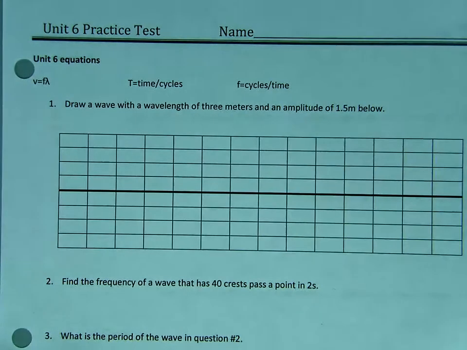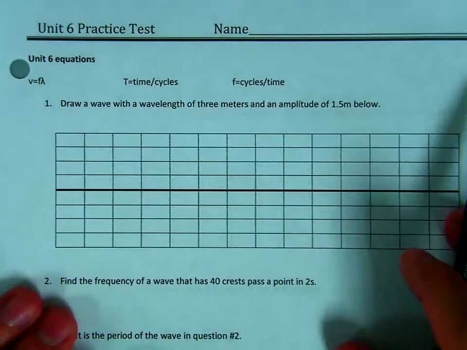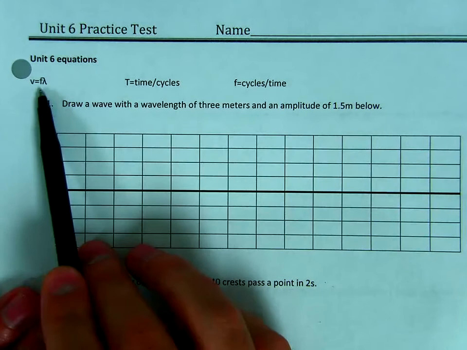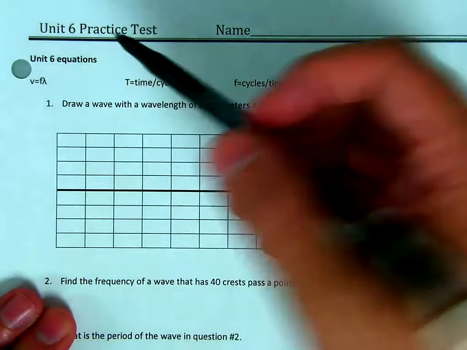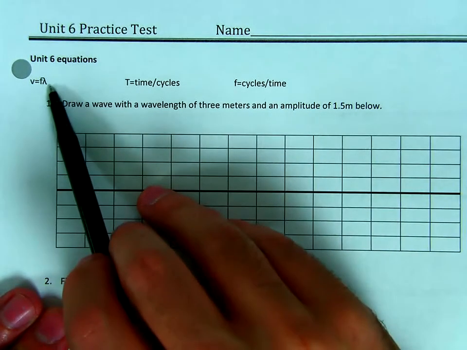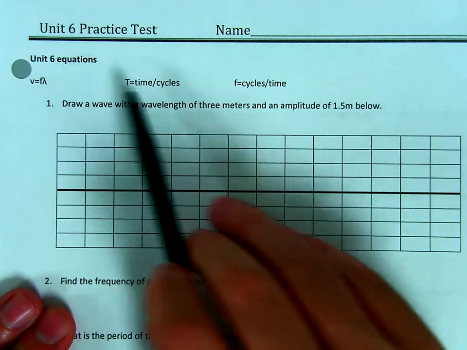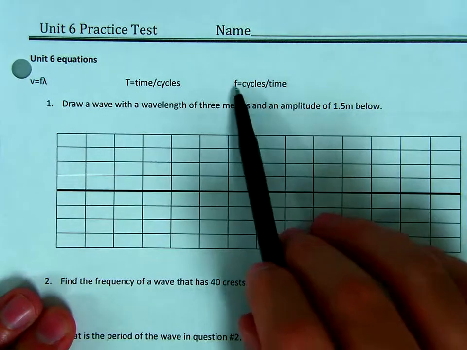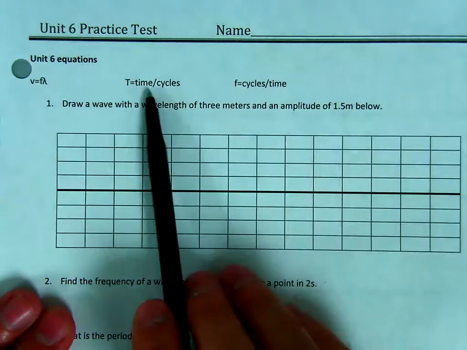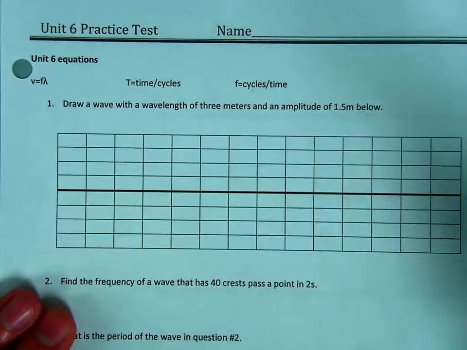Okay, so here's the Unit 6 practice test. Starting out, we got our equations up at the top. The wave speed equation: frequency times wavelength, that weird upside down y is lambda, that's for wavelength. Period is time over cycles, frequency is cycles over time. These two are reciprocal to each other.